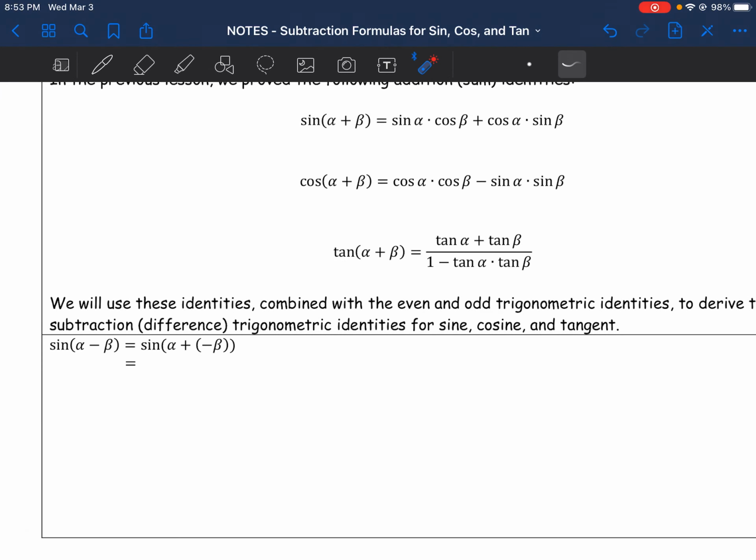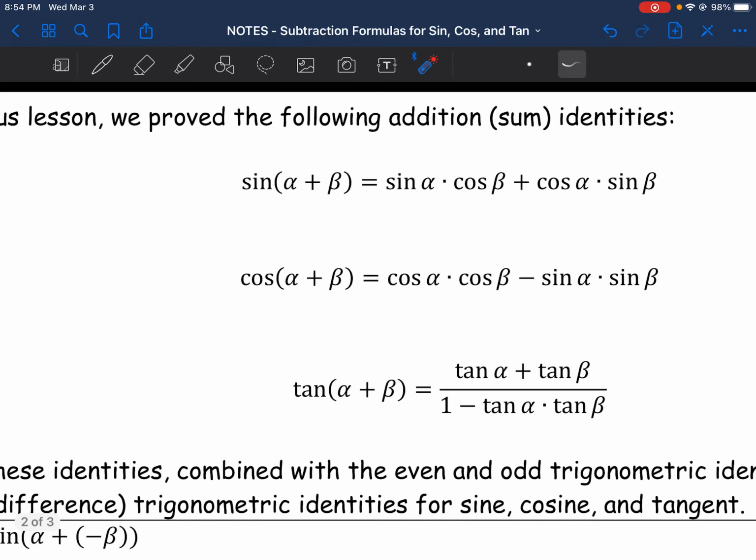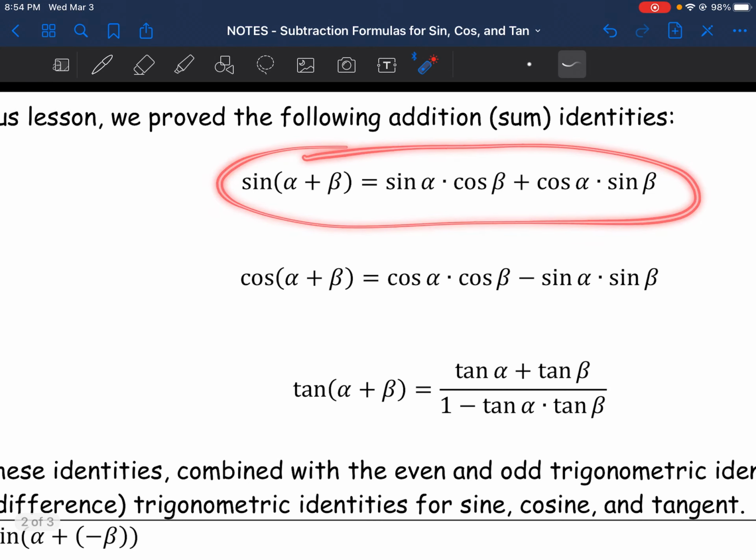I'm going to start right here with the sine of alpha minus beta. So we want to come up with a formula that's going to allow us to calculate the difference of two angles when we take the sine of it. Okay? Well, notice that alpha minus beta is really just alpha plus negative beta. And since we can rewrite it this way as a sum, then we can use the sum formulas.